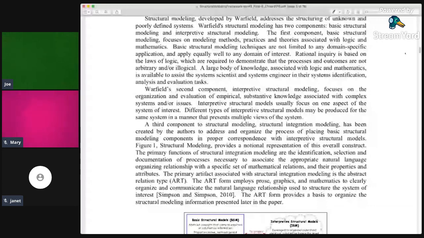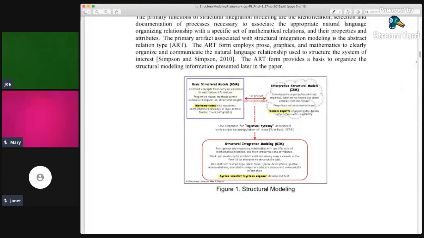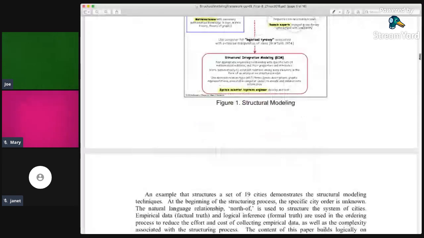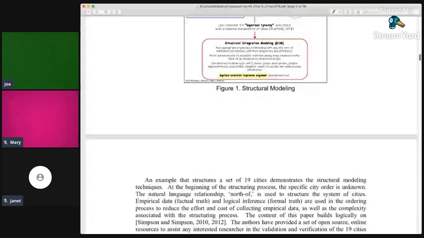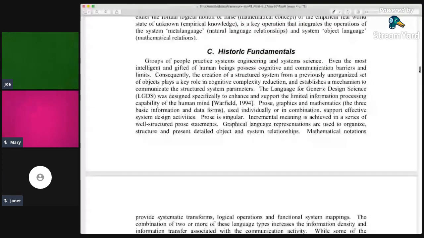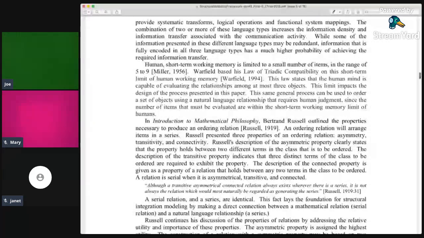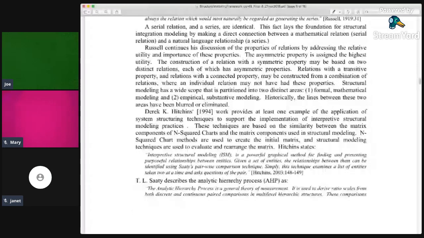So this is our basic structural modeling approach. And of course, we're working with the structural integration modeling piece. And the structural integration modeling is the type of integration you would use in URC, again, another mechanical example of how you take information, encode it formally, and then apply that to your work.